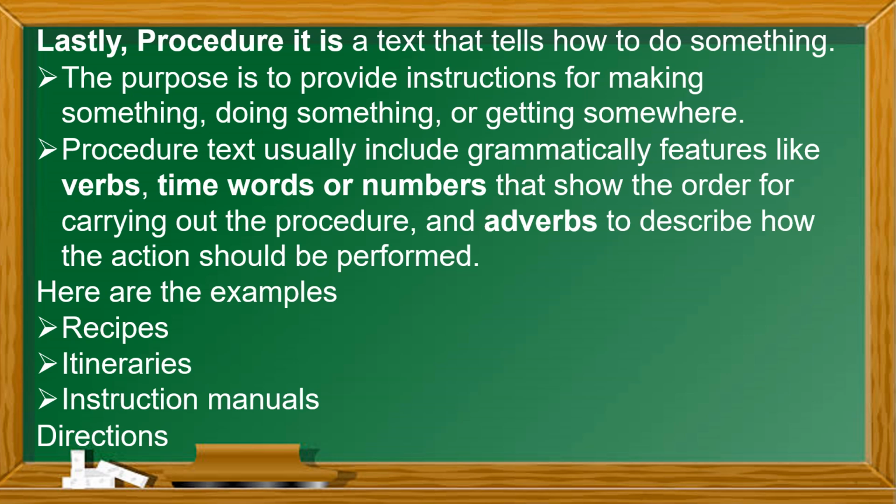Lastly, procedure. It is a text that tells how to do something. The purpose is to provide instructions for making something, doing something, or getting somewhere. Procedure texts usually include grammatical features like verbs, time words, or numbers that show the order for carrying out the procedure, and adverbs to describe how the function should be performed. Here are the examples: recipes, itineraries, instruction manuals, directions.